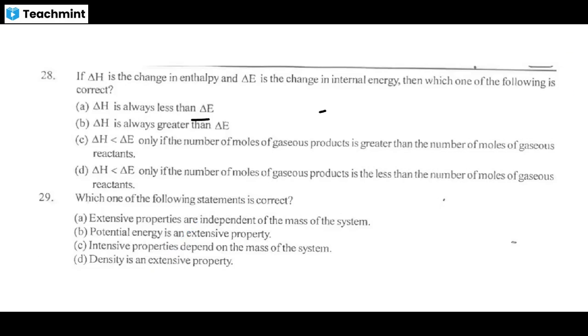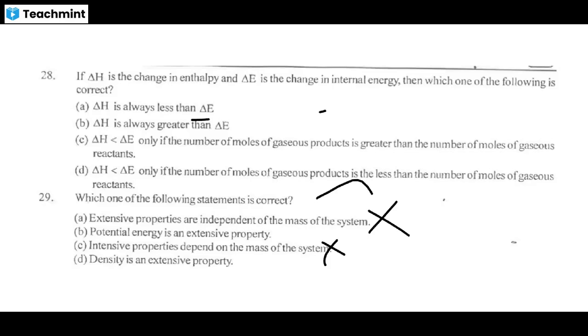Which of the following statement is correct? Extensive properties are independent of the mass of the system. So this is wrong. Extensive properties are dependent on the mass. When you increase the mass, the extensive property increases. Intensive properties are independent of it, so they are opposite.